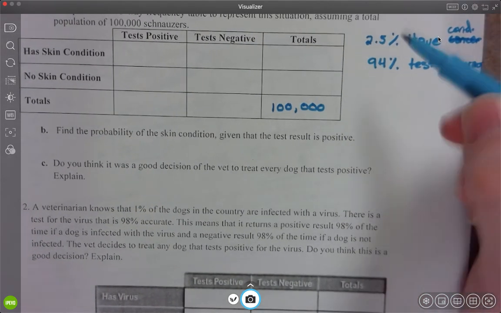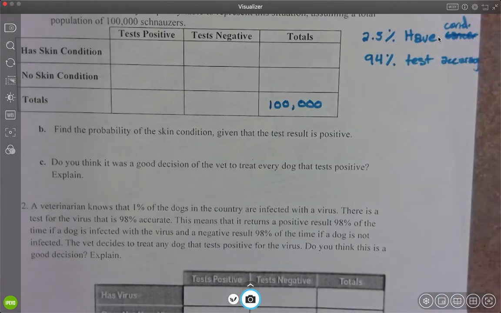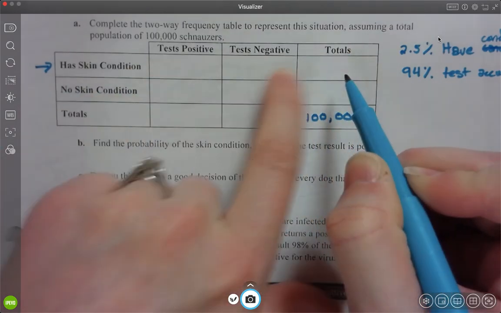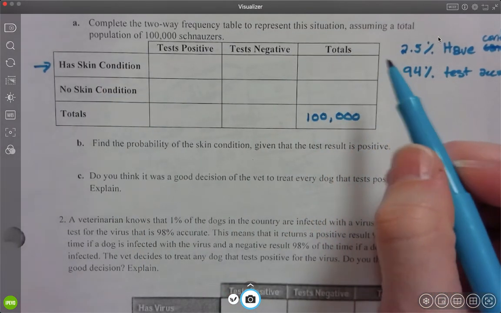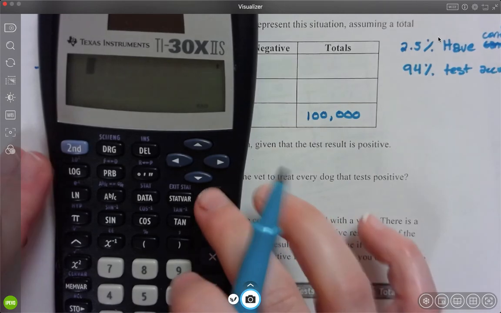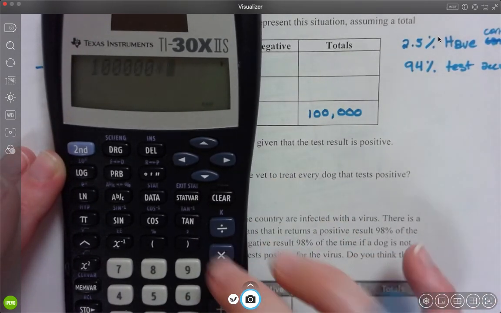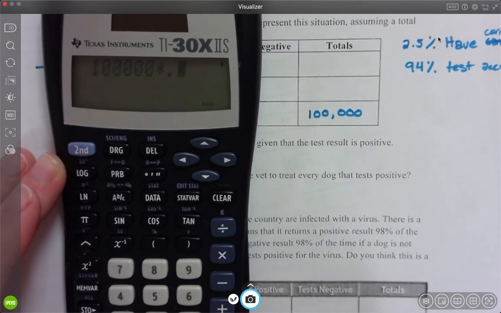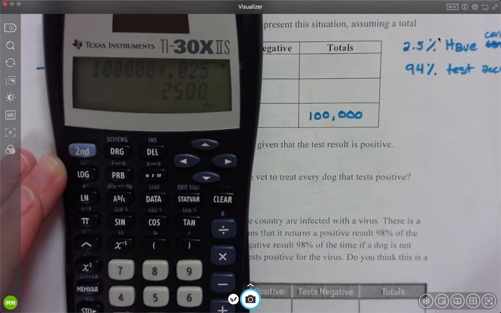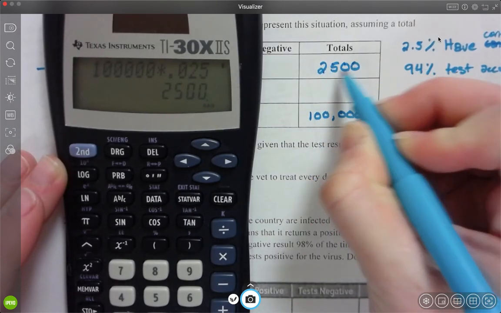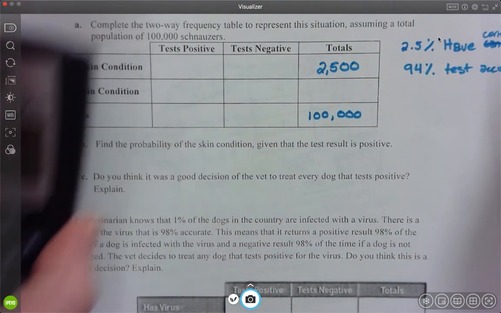Now, 2.5% have the condition. That's the total that have the condition. So we need to figure out what 2.5% of 100,000 is. I take 100,000, and 2.5% as a decimal is 0.025. I'm going to multiply that. So that means there's only 2,500 that actually have the skin condition.